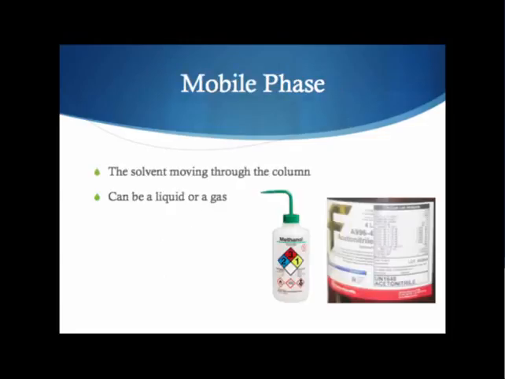Now let's talk about the mobile phase. The mobile phase is a solvent that moves through the column and carries the sample that you're trying to separate through the column as well. It can either be a liquid or a gas in chromatography, but specifically in HPLC, the solvent is going to be a liquid. The solvent usually is a combination of water and an organic solvent like acetonitrile or methanol. A combination is used in order to have the ability to adjust the ratio of water to the organic solvent so that you can manipulate the pH and polarity.